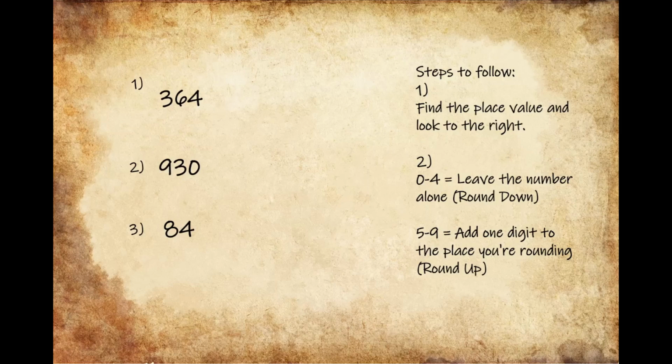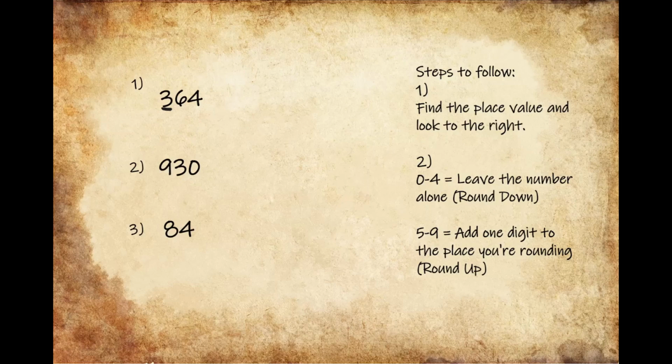In question number 1, we're being asked to round 364 to the nearest hundreds. And as we can see on the right hand side here, our first step is going to be to find the place value that we're looking to round. And since we're looking to round by the hundreds, I'm going to go ahead and underline the 3 here because the 3 is in the hundreds place.